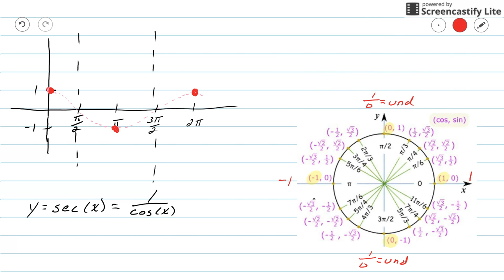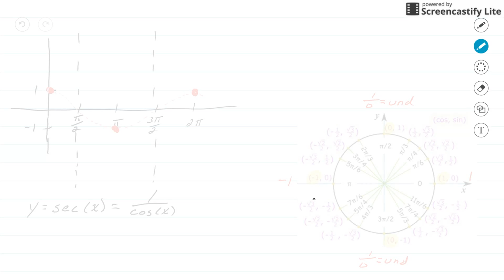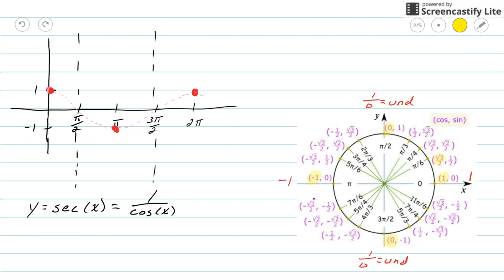But look, where the graph crosses the x-axis, that's an output of 0, and the reciprocal of 0 we said was undefined. So it shouldn't come as a surprise that we have asymptotes at pi over 2 and 3 pi over 2, because that's where a cosine graph crosses the x-axis. All right, well, we're going to have to fill in points for some of these other values here. Right, now this could take a while, but we're not going to do it all in this video.